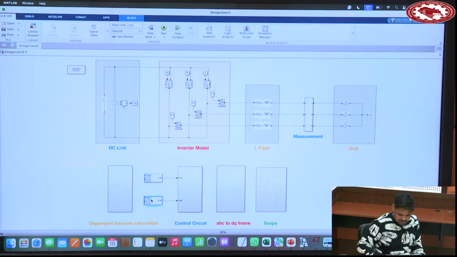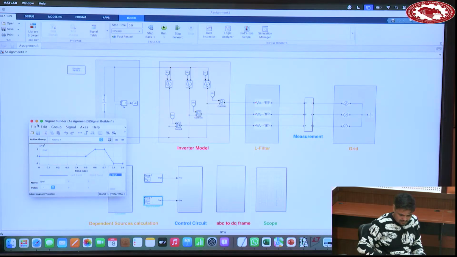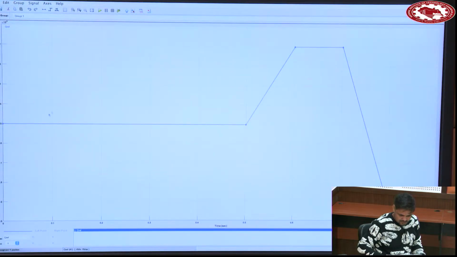Similarly, Qref is kept constant at 0 till 0.5, then it is changed to 20 kVAR. It is maintained at that value till 0.7, and then it is reduced to negative 20 kVAR and stays at that value.